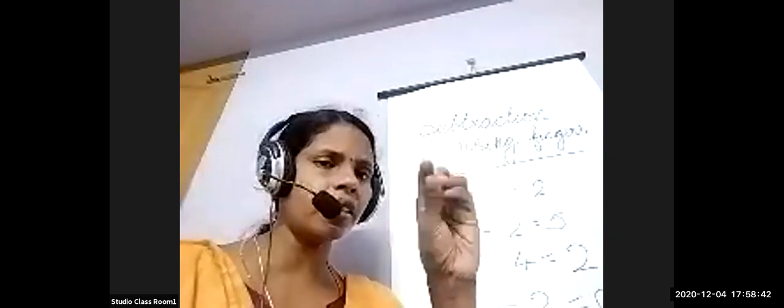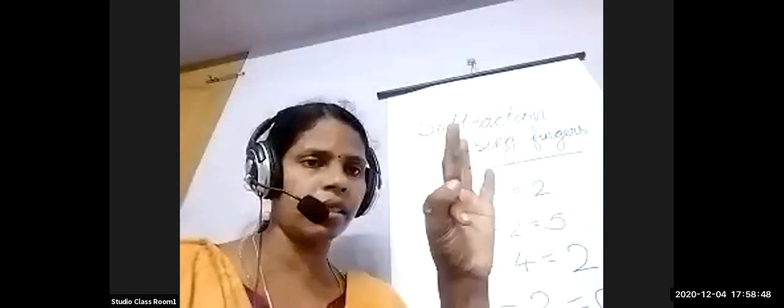Only chair is here. Yes. Okay. Show me 5 minus 2. Show me 5 fingers. Only 5. From this 5, close 2 fingers. What is remaining? 3. Very good. Muhammad Ali, where are you?